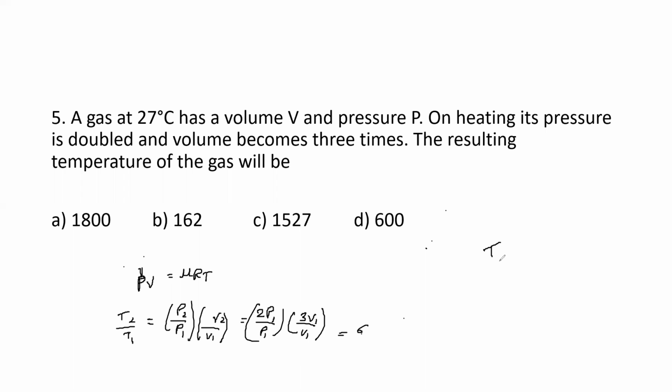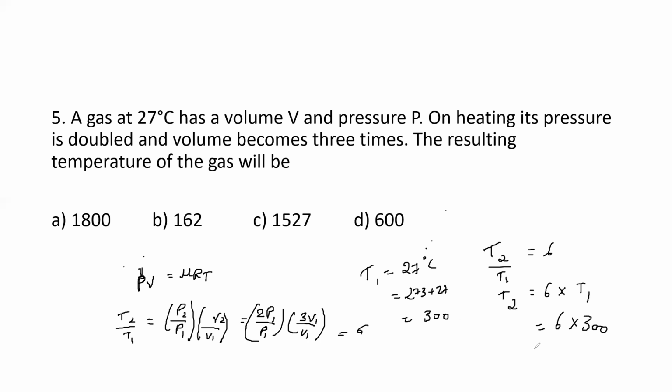So we got T2 divided by T1 is equal to 6. Therefore, T2 is equal to 6 into T1, and T1 is given as 27 degrees Celsius. We want it in terms of Kelvin, so it is written as 273 plus 27, that is 300. So 6 into 300 is 1800 Kelvin. The options are given in terms of degree Celsius, so we subtract 273 from this. We get 1527 degree Celsius. That is, option C is the right option.